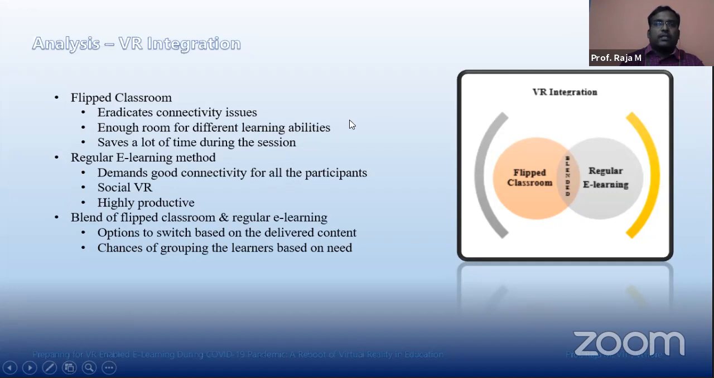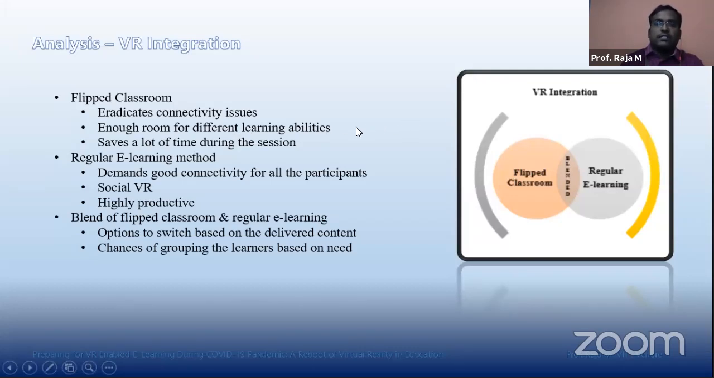Flipped classroom methodology eradicates connectivity issues. We just now had a connectivity issue while the presenter was struggling to present. So this can be eradicated. You can give the content well before your classes. The kids can go through your content whenever they have a good connection at home, and then they can come prepared for the classes. And it gives enough room for different learning abilities.